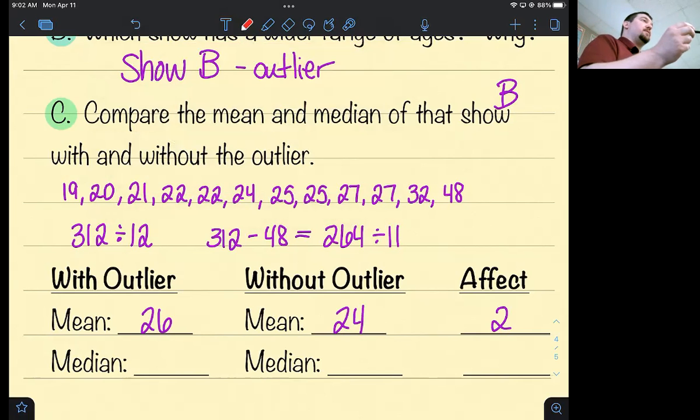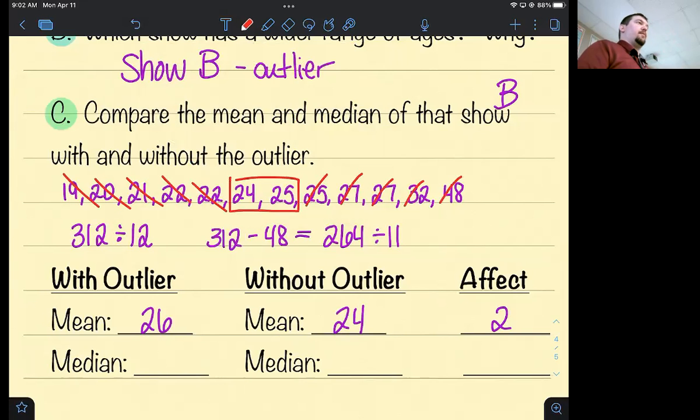When there's 12 numbers, so we're back to including the outlier again, there are 2 numbers in the middle. 1, 2, 3, 4, 5. There's 2 numbers in the middle. When you have 2 numbers in the middle, you average the middle 2 together. What number would I expect to find right between 24 and 25? Anna? 24 and a half. That's exactly right.